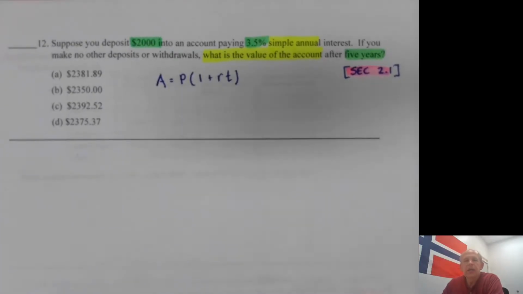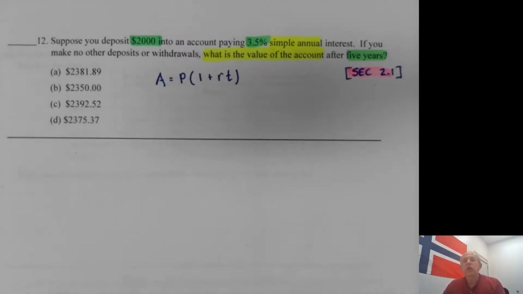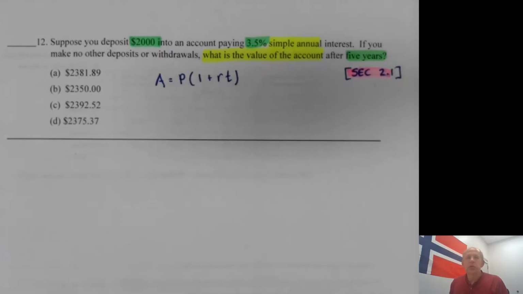I highlighted in yellow what we're looking for and what type of problem it is, and in green are the values that will be going in the formulas. So for this first one, this is a simple interest problem. I am looking for the total value in the account. That's why I chose that formula.